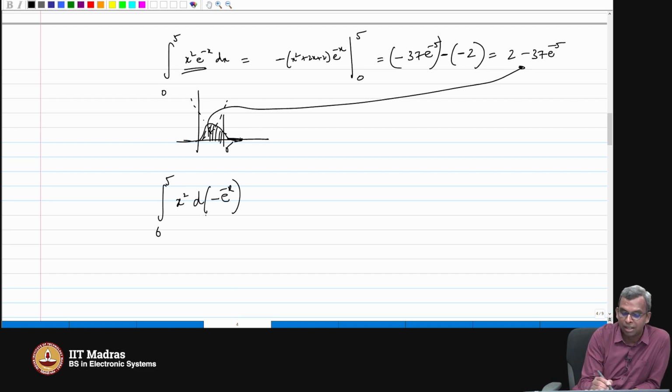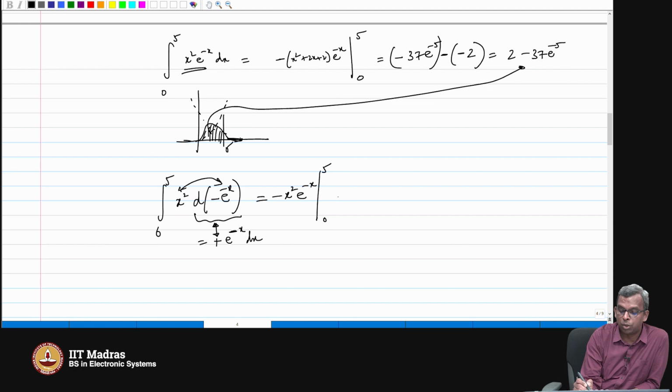What do I mean by taking it inside? So this is equal to minus x squared d of e power minus x. What is the derivative of minus e power minus x? It's e power minus x dx. So these two are equal. This is the way in which you will do it. And then anytime you have something into e power minus x, you can multiply these two, minus x squared e power minus x, evaluate it between 0 to 5, and then do a minus integral 0 to 5, switch these two, right. You put minus e power minus x d of x squared.